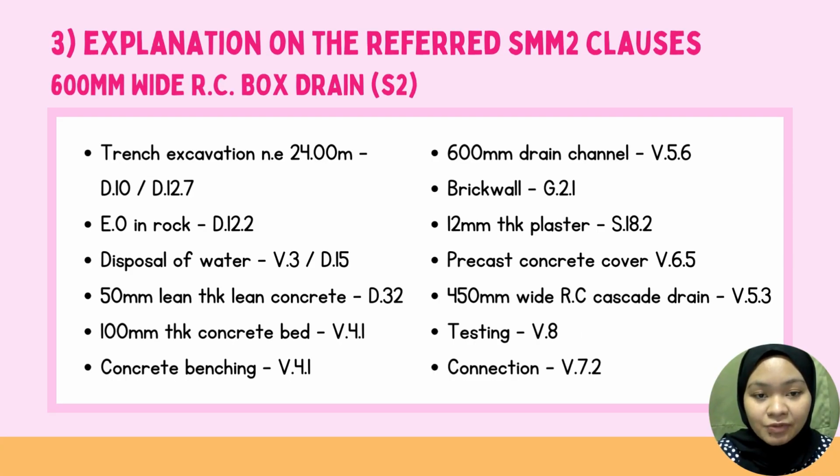Next is the explanation on the referred SMM2 clauses, where I am going to explain the 600 mm wide RC box drain. The first one is trench excavation not exceeding 24 meter, which is from clauses D10 and D12.7. Depth of excavation shall, unless otherwise required by this document, be classified as follows: maximum depth not exceeding 0.25 meter, 1 meter, 2 meter, 4 meter, and thereafter in 2 meter stages. D12.7 excavating trenches to receive foundations shall be given in cubic meters, stating the starting level as clause D11. EO in rock, extra over in rock, is from clause D12.2.